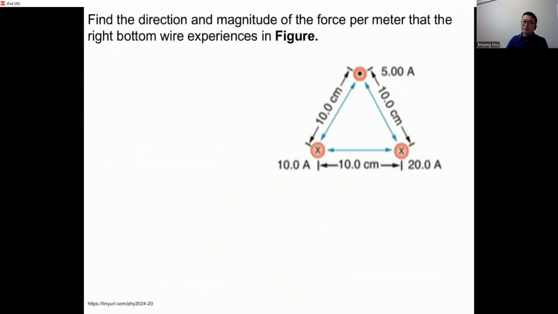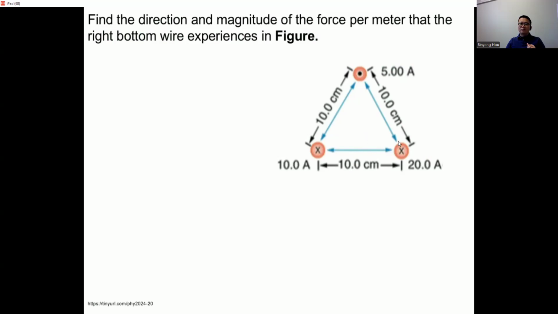And the second one says find the direction and magnitude of force per meter that the right bottom wire experiences. So there are three wires here, which needs a little bit of explanation. These are the three wires lying horizontally, perpendicular to the screen. This one carries current that is pointing towards you, out of the paper. These two carry current that's going away from you, into the paper.